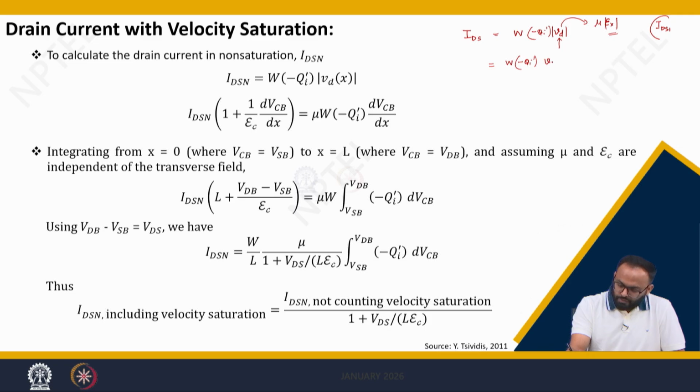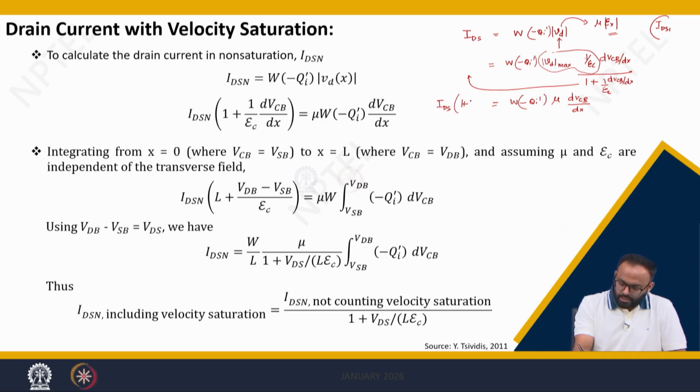Vd can be defined as Vd max divided by (1 over Ec into dVCB divided by dx), divided by (1 plus dVCB divided by dx over Ec), right. As I already mentioned, this term is nothing but mu. So this can be written as W into minus Qi dash into mu into dVCB divided by dx, and I am just putting this equation at the left hand side, which will give you IDS into 1 plus IDS into dVCB divided by dx divided by Ec.